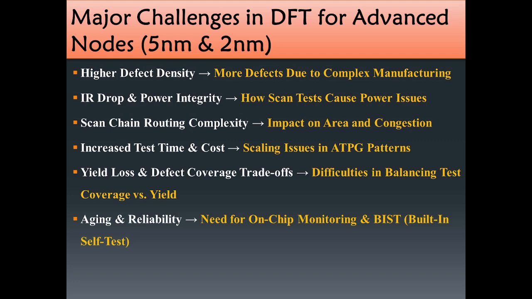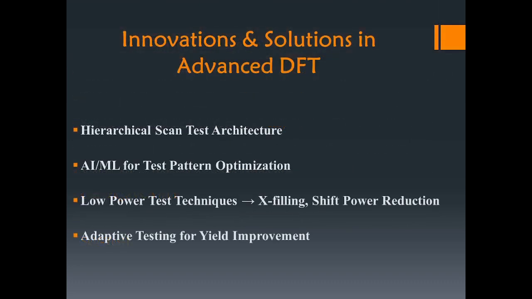As chips operate in the field, they are subjected to aging effects which can degrade performance over time. Ensuring long-term reliability requires on-chip monitoring and BIST capabilities. So this DFT must incorporate all the mechanisms to detect and mitigate aging related issues, adding another layer of complexity to the design. So these are the major challenges which we come across in advanced nodes like 5nm and 2nm.